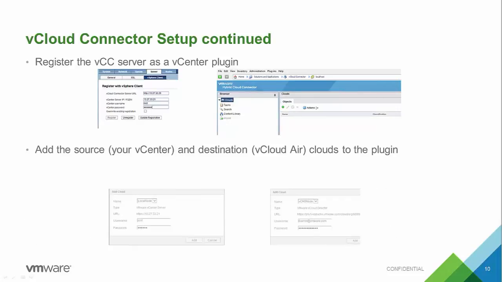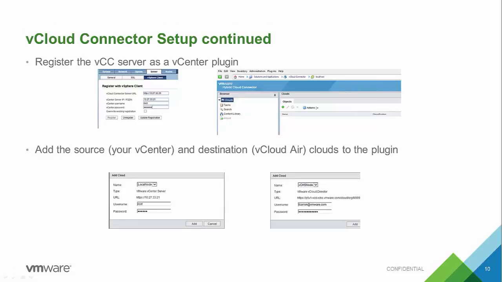From here, we now need to add our source, in this case your virtual center, and destination, in this case vCloud Air, clouds, to the plugin. On the left-hand side of the UI, you will see a clouds icon. Once this is highlighted, we can then add the objects in the right-hand side. When you click this, it will just ask you to select the pre-configured name from the registered nodes that we've configured already and add once more credentials for each of those clouds. It's worth noting again that this is a separate connection going directly from the VCC server to each of the respective clouds for inventory polling only.